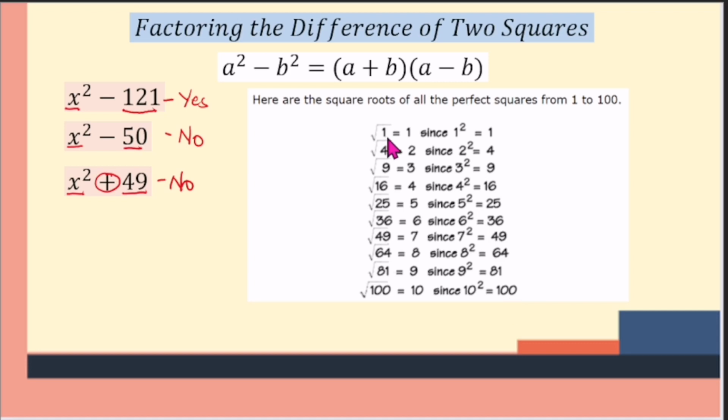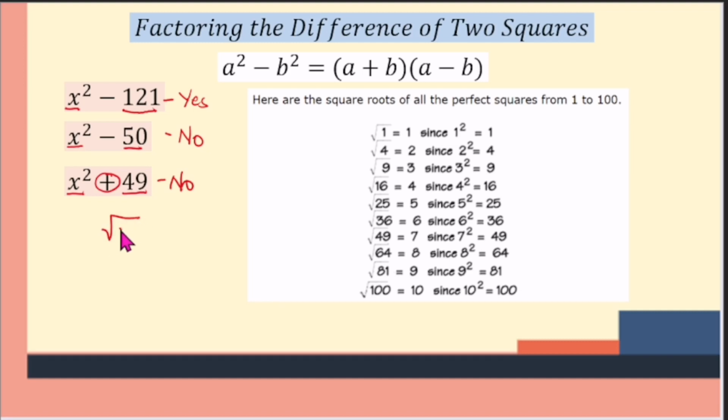At merong square root yung mga perfect square na numbers. So, ang square root ng 1 equals 1 kasi 1 times 1 equals 1. Ang square root naman ng 4 is 2 since 2 times 2 equals 4. Ang square root ng 9 is 3 since 3 times 3 equals 9. Okay, ganun po siya. Paano naman kunin yung square root ng variable?